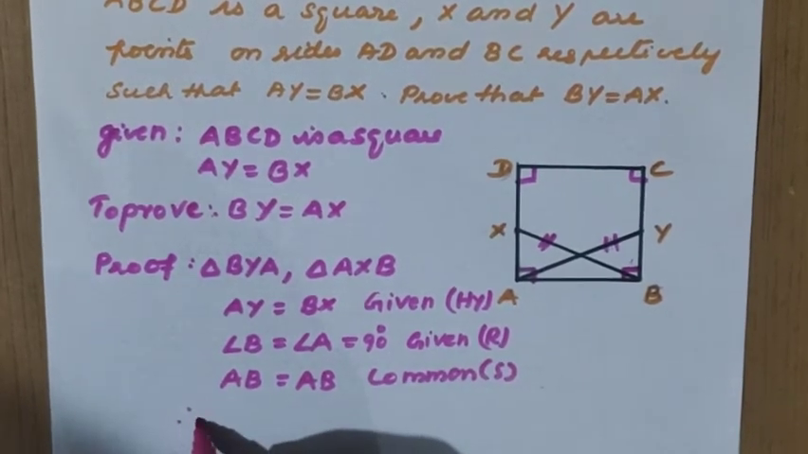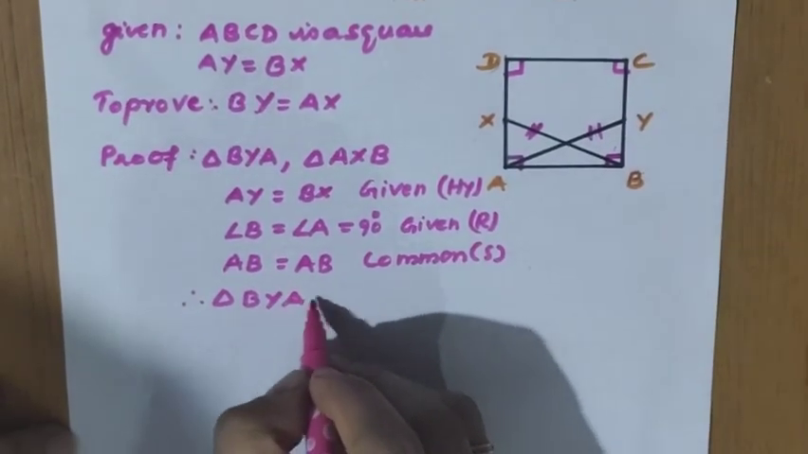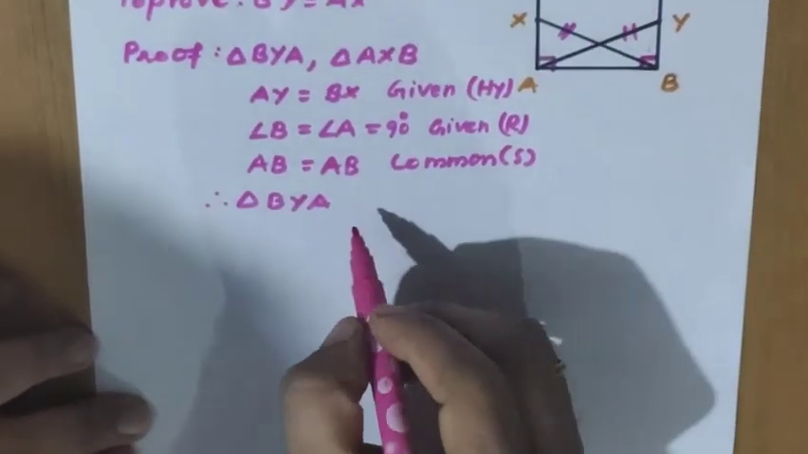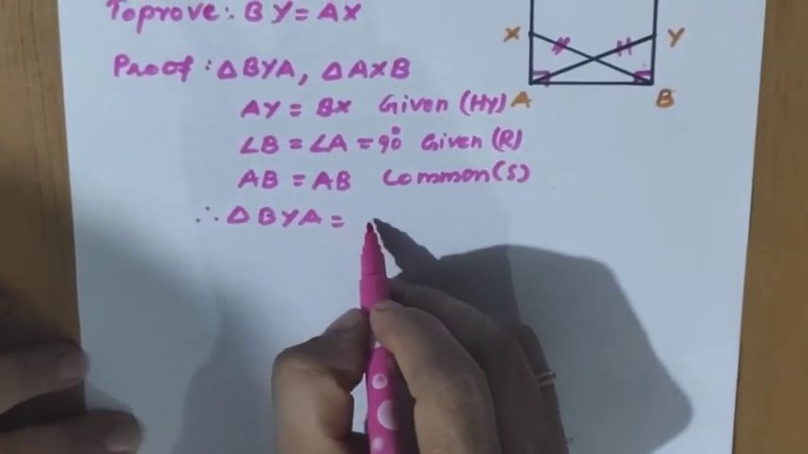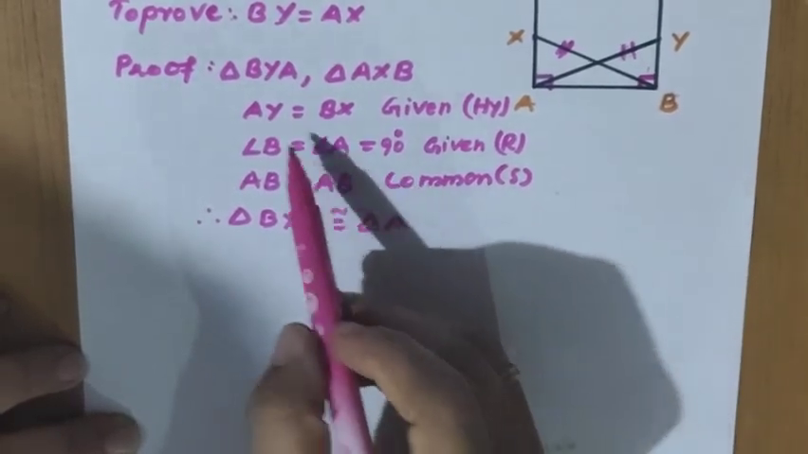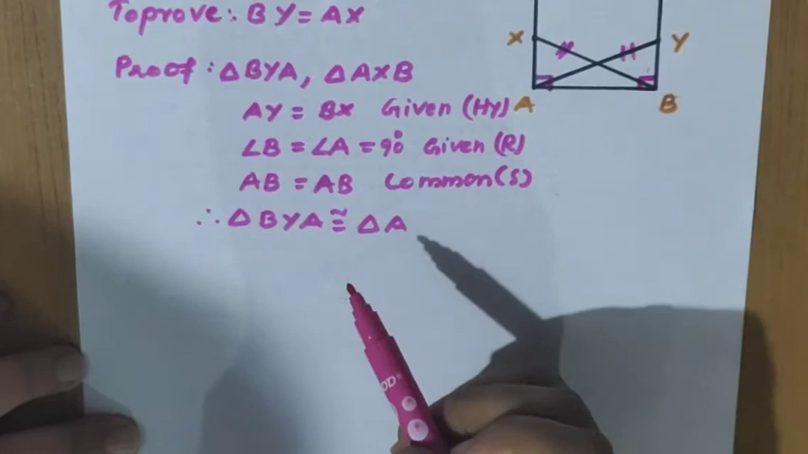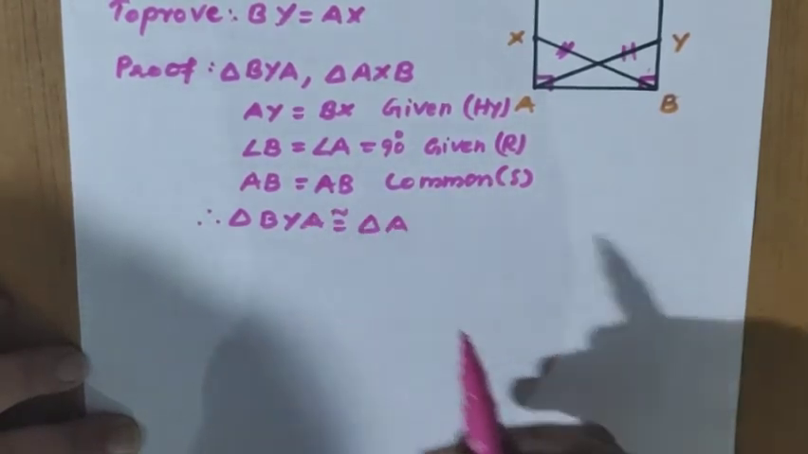Okay, therefore triangle BYA, that is the name of the first triangle. BYA I will take. For B, what is the correspondence? A only. So triangle A I will start. Okay, for B it is A only. So we have to write that.